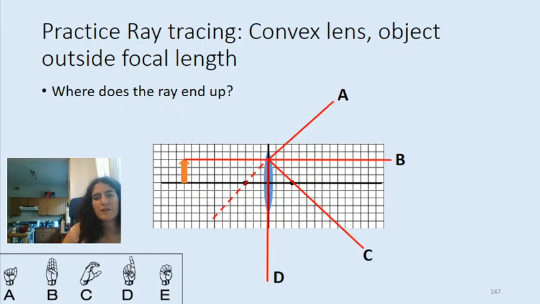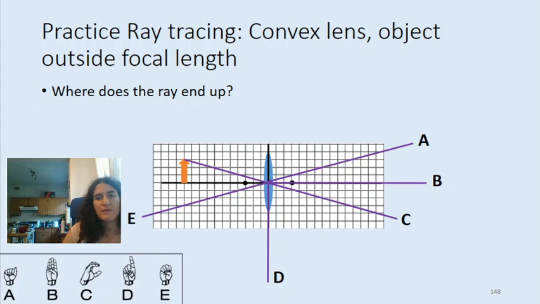Okay, what about this one? Okay, so light beams that come in parallel should be extended out through this focal point. So I think the answer is C. Okay, what about this one? This one's the easy one. So when you go through the center of the lens, you should just go straight through. So the answer is C.